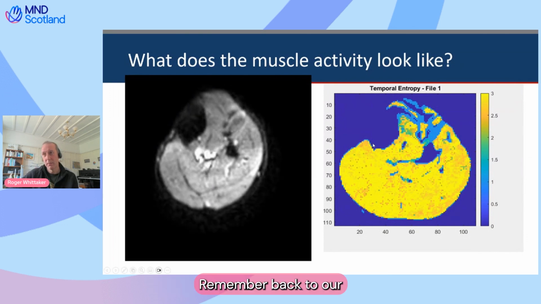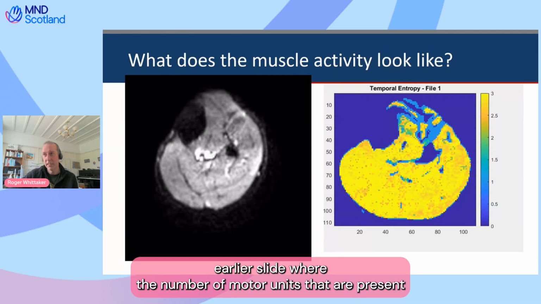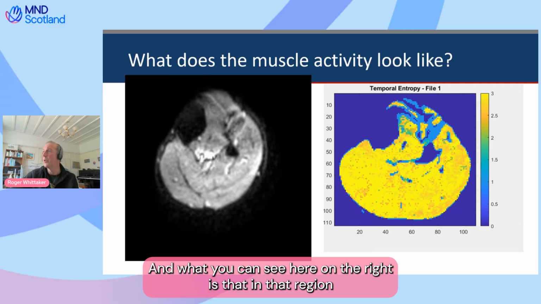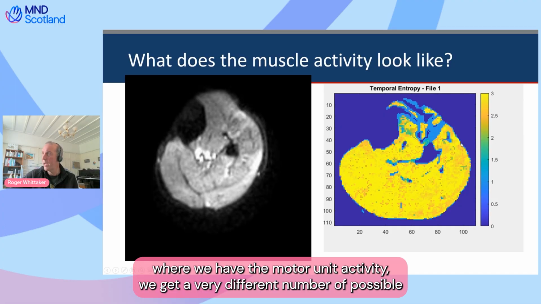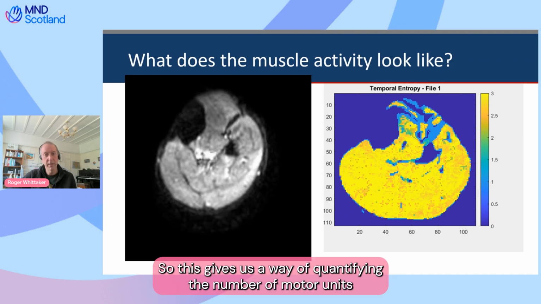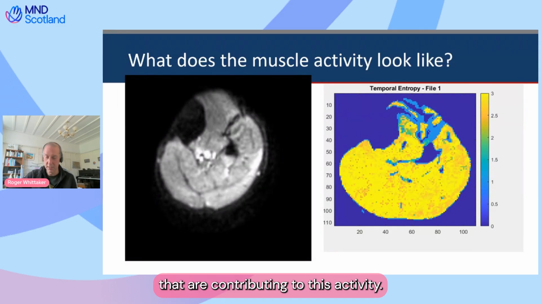Remember back to our earlier slide where the number of motor units that are present tells us how many different possible signal levels we can have. And what you can see here on the right is that in that region where we have the motor unit activity, we get a very different number of possible signal levels to the rest of the muscles which are not being activated. So this gives us a way of quantifying the number of motor units that are contributing to this activity.